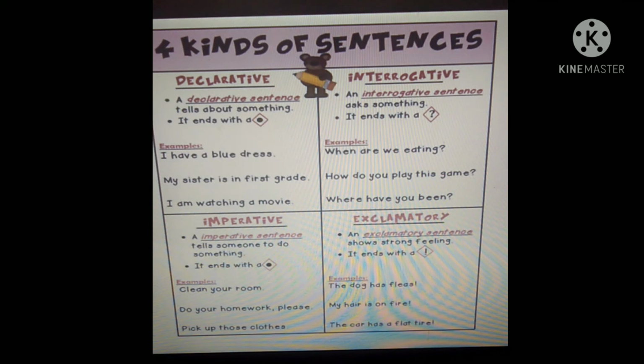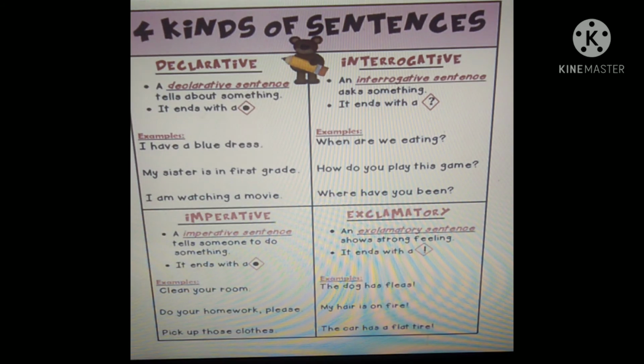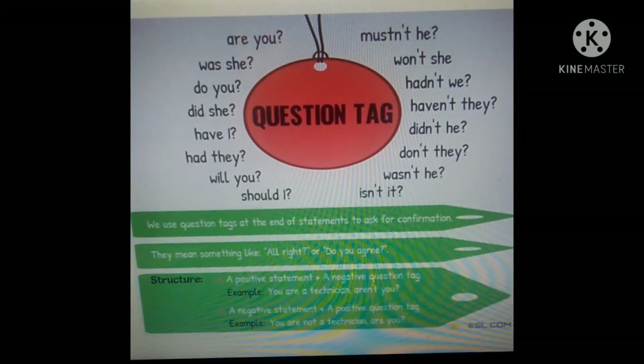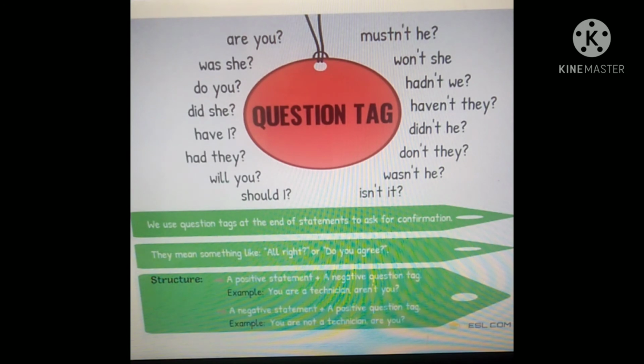The fourth kind is exclamatory sentences. An exclamatory sentence shows sudden feeling, and it always ends with an exclamation mark. Example, the dog has fleas! My hair is on fire! Now here in these sentences you can see, we don't put a full stop or a question mark, we have an exclamation mark after that.